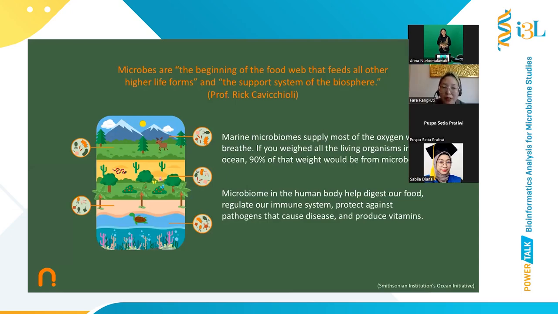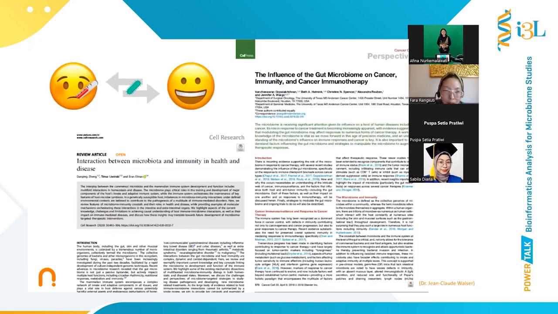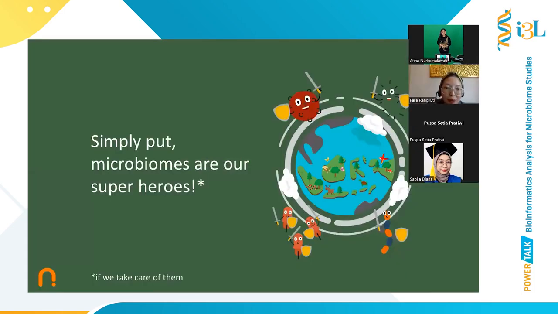And in our body, you don't have to look that far. Almost everything in our body is covered with microbes. You have microbes in your gut, on your skin, and in a lot of parts of your body. The microbiome in the human body helps digest our food, regulates our immune system, protects against pathogens that can cause disease, and also produces vitamins. This is just an example from some of the papers about microbes and the microbiome. I hope you can read more to learn about its importance. Simply put, microbes are our superheroes if we take care of them. That also needs to be stressed.